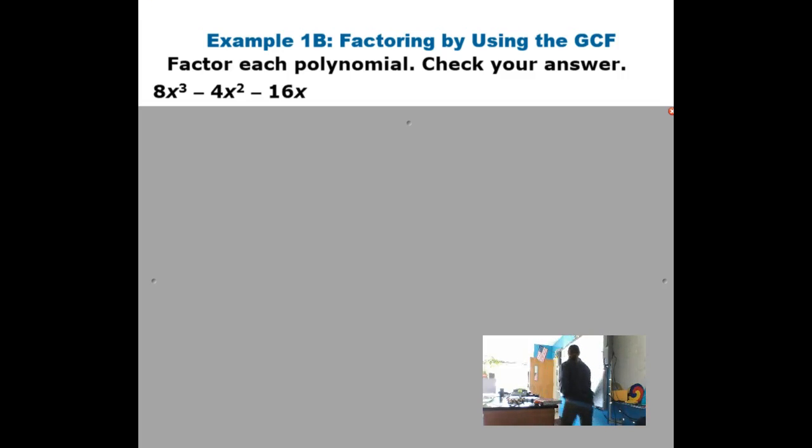And so on this next polynomial, again, I've got a 4x in common. So what I'm really doing is I can divide each one of these terms by 4x, right? And I'm taking 8x cubed divided by 4x, and I get 2x squared minus x minus 4. Right? And that's the big idea of factoring.